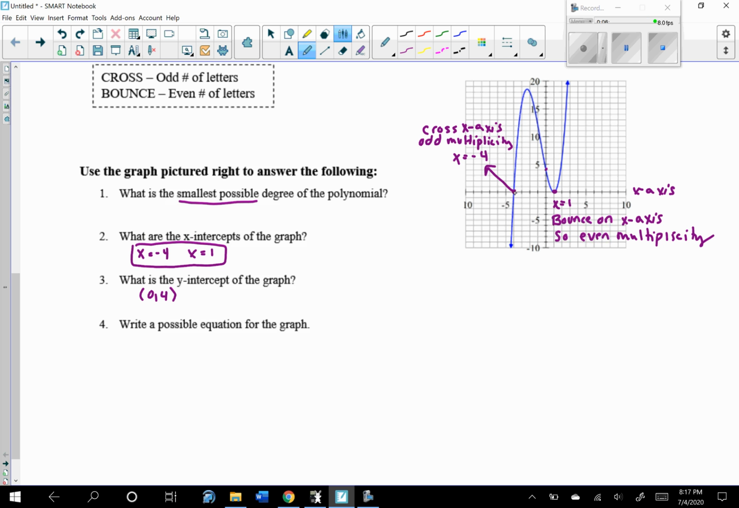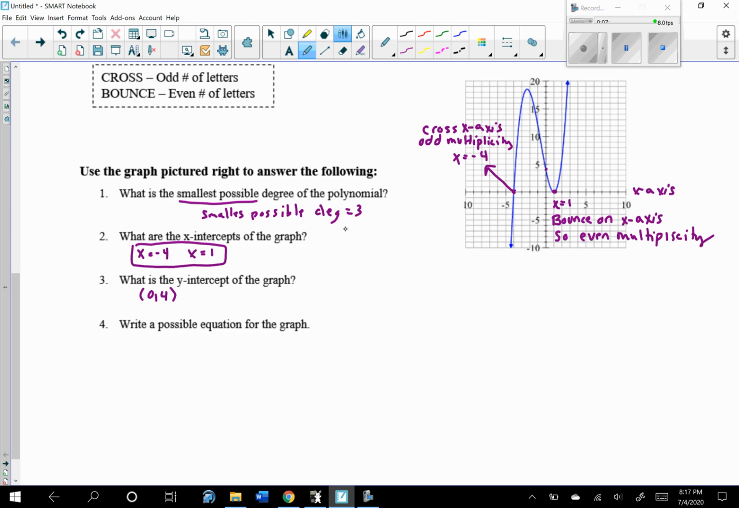So for this, if this is a cross as an odd, what's the smallest odd degree that we have? 1. And what's the smallest even? 2. So if I add these up, 1 plus 2, that gives me 3. So the smallest possible degree is equal to 3.